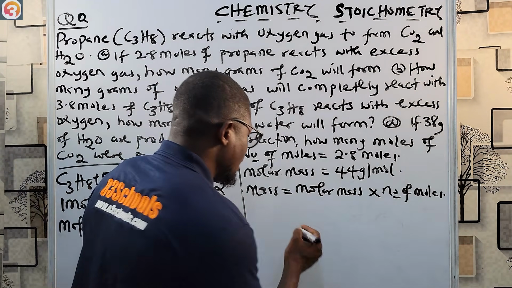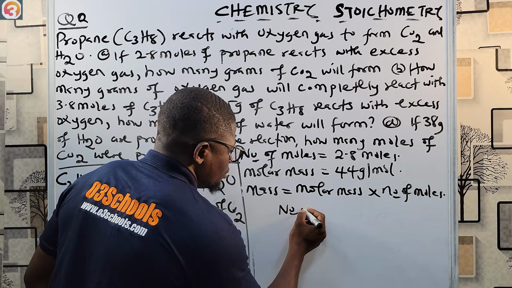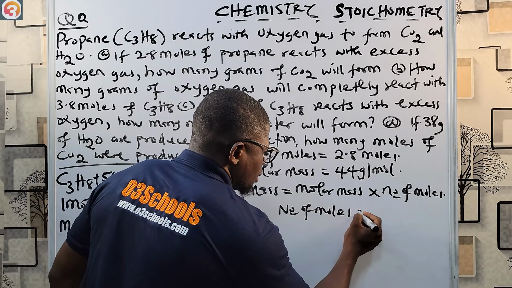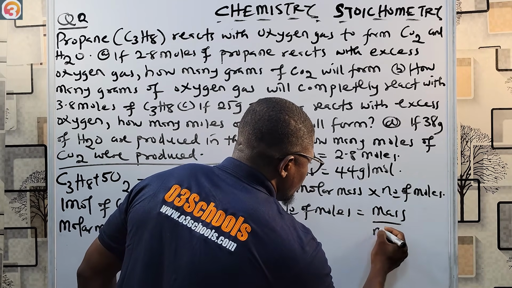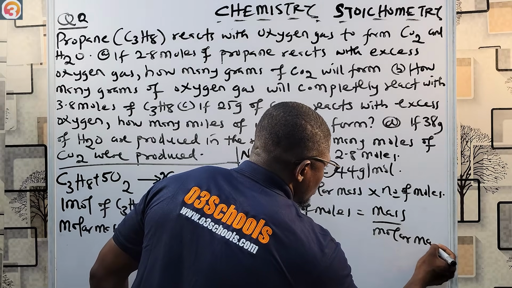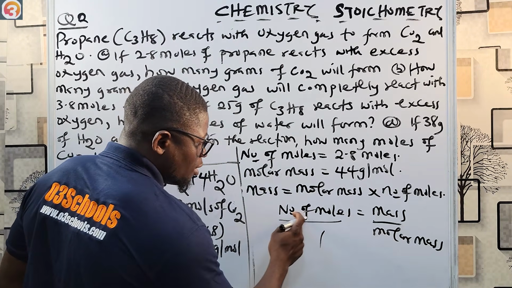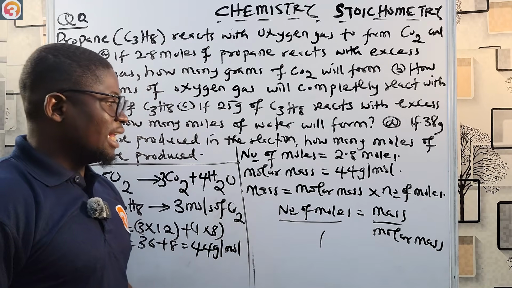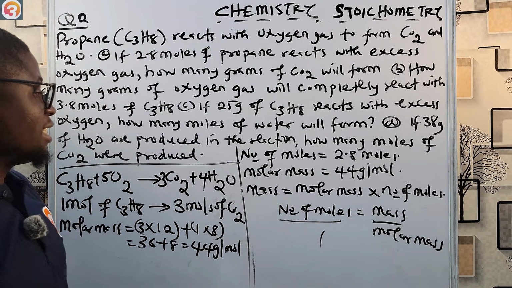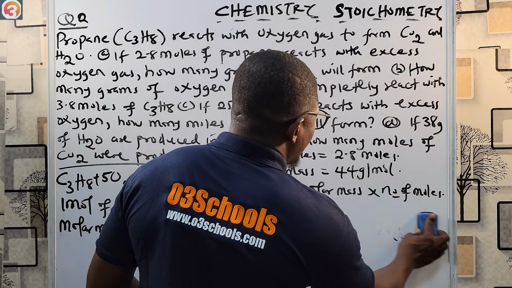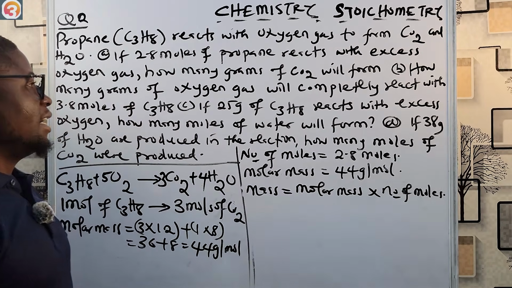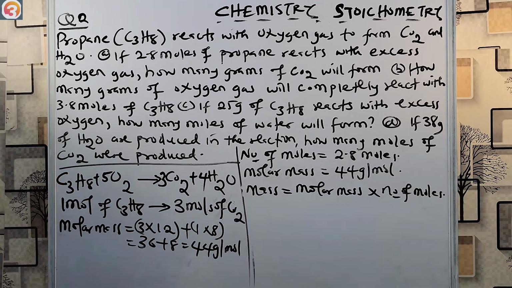Let me show you clearly. Number of moles is mass over molar mass. If we are looking for mass, we cross multiply. It will be number of moles times molar mass. That's how we got that formula. So mass is equal to molar mass times number of moles. All right, so now that we have that, we can continue.